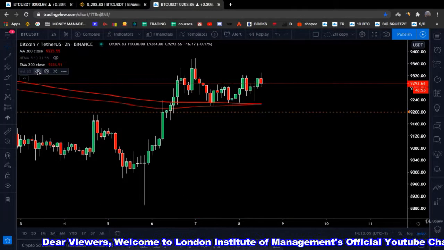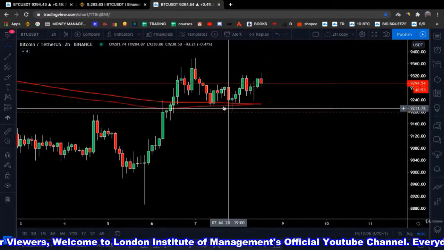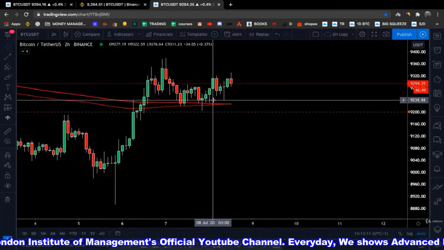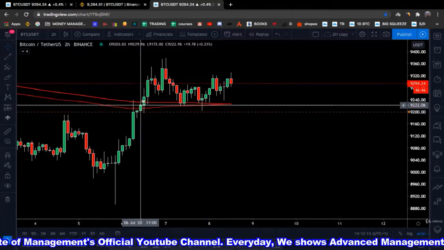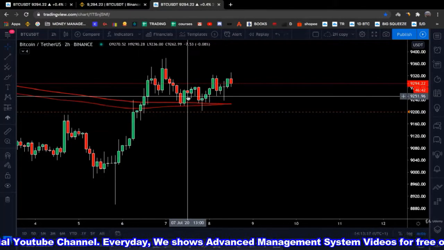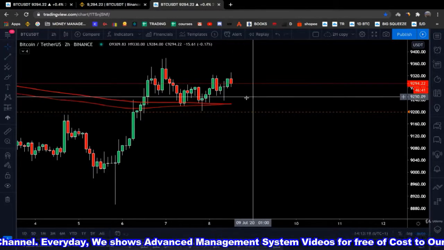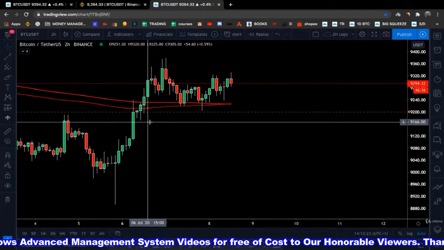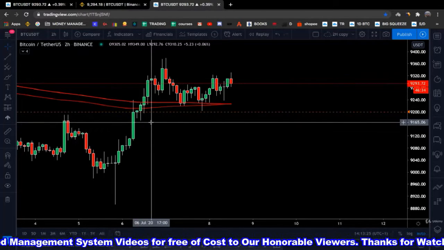Let me make this clearer for you. These are the 200 exponential and simple moving averages. Let's say that for some reason you entered because the price closed above, or you waited for a test and you entered here, but you want to exit if the price came below this level. So this is going to be your stop loss.